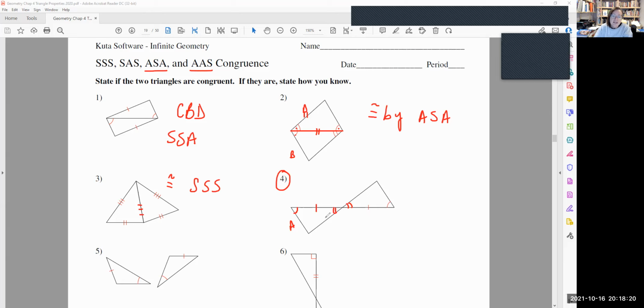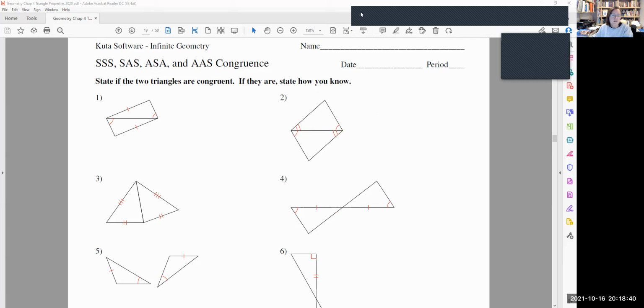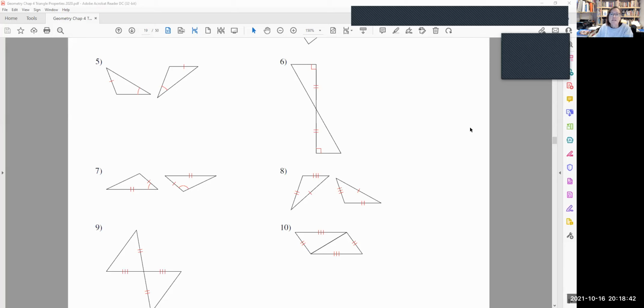Okay, so I would just look to see if I have that same order on the other side on triangle B. And I do. I've got an angle, a side, and the same angle. So I would say that this one is congruent by angle, side, angle. All right. Let's scroll down a bit here to 5, 6, 7, and 8.